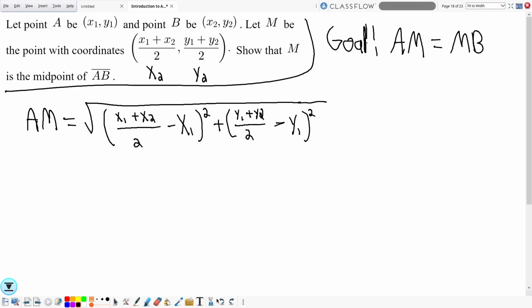So what can we do? Is there any possible way to simplify this? Well, let's think about what we have.